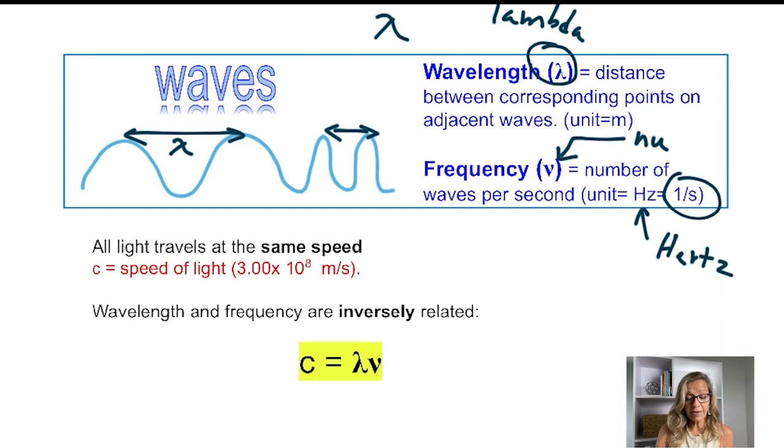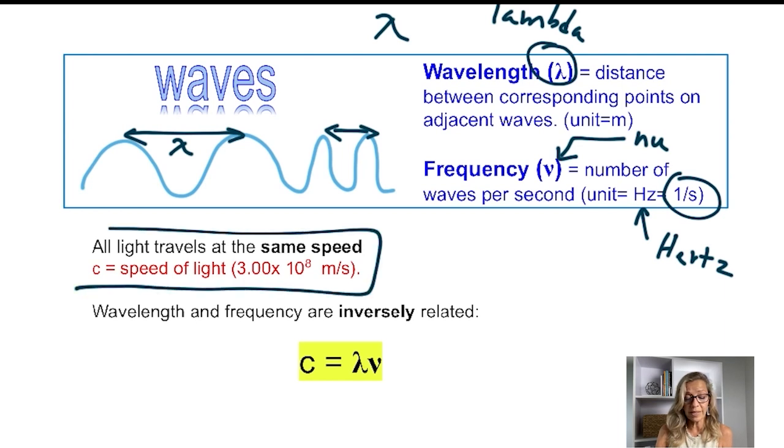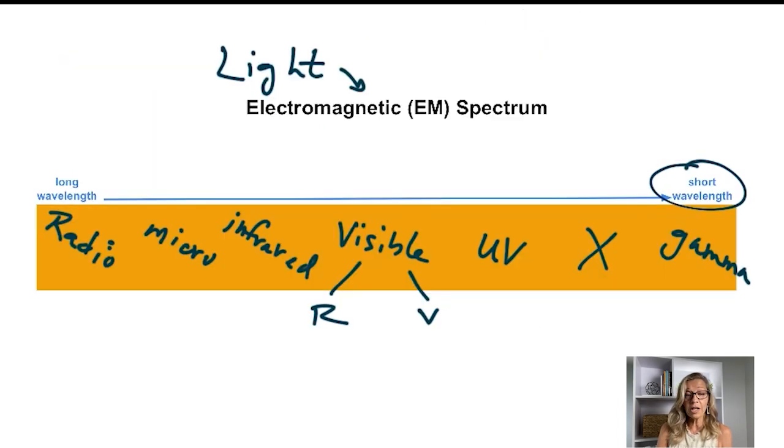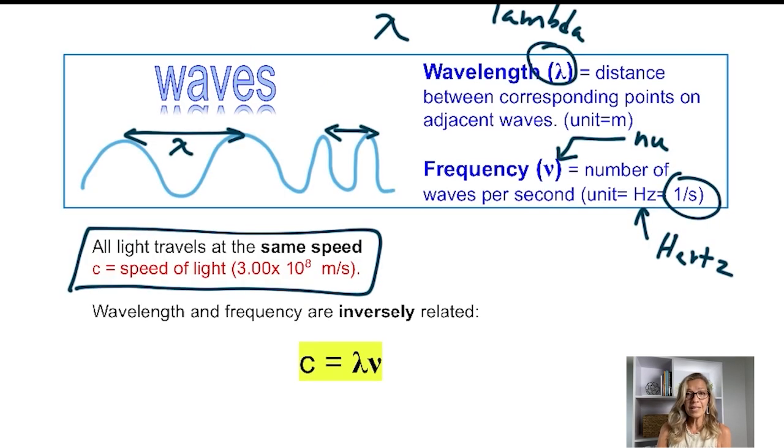Light waves all travel at the same speed, and there it is, 3 × 10⁸ meters per second. That's how fast all of these waves are traveling. So they all travel at the same speed. What makes them different? Wavelength and frequency. And we see these are inversely related. Here's our equation that we're going to use to calculate wavelength or frequency.